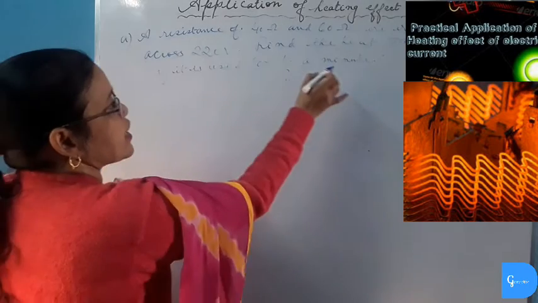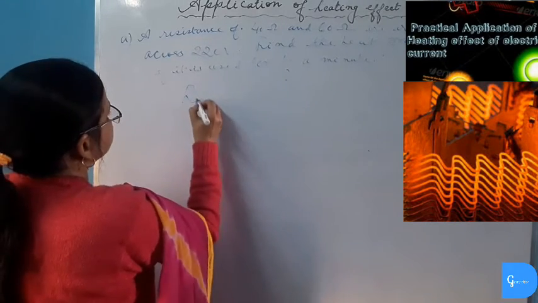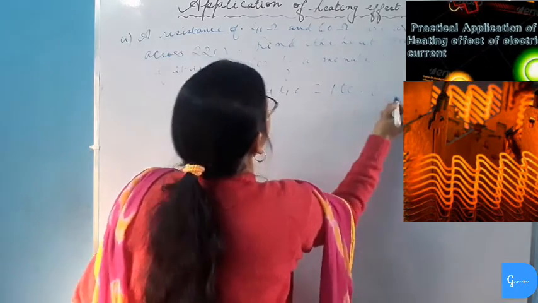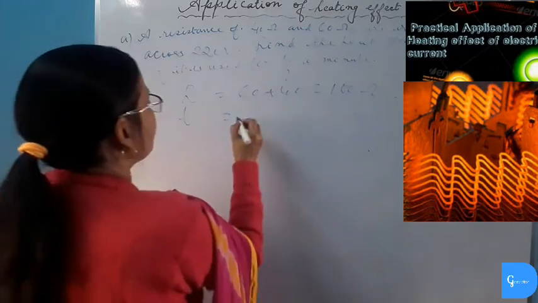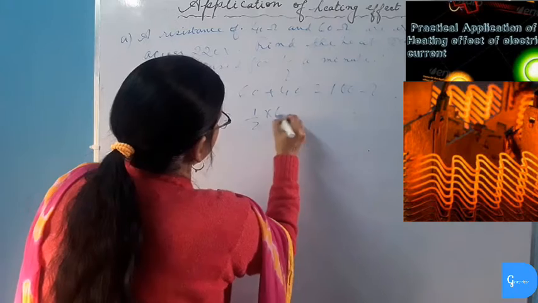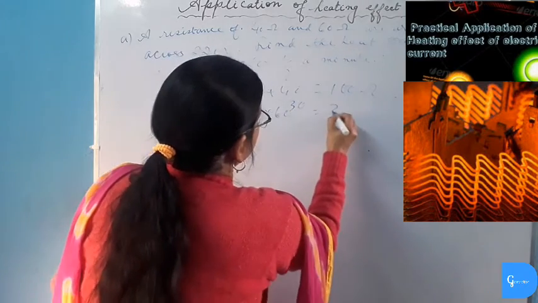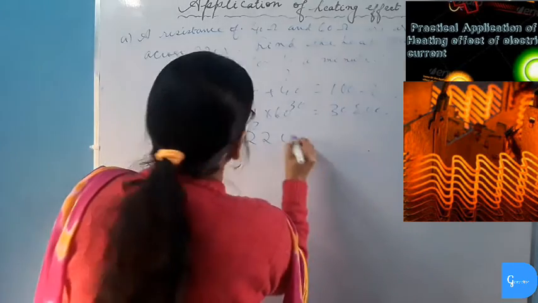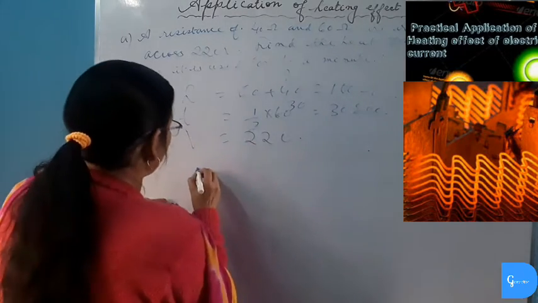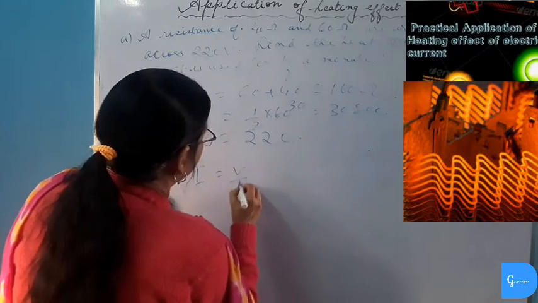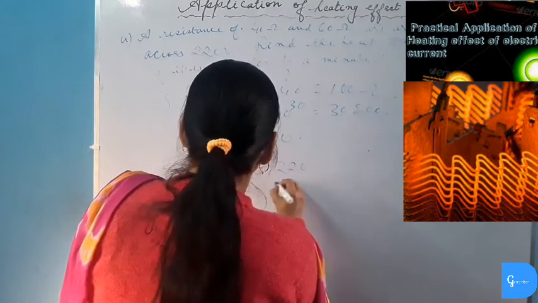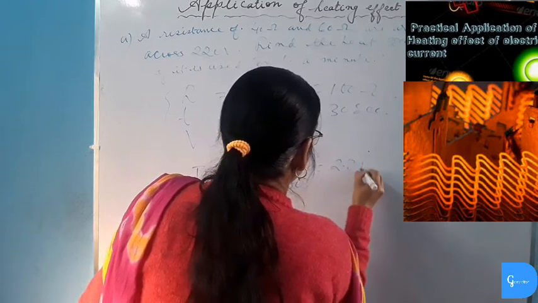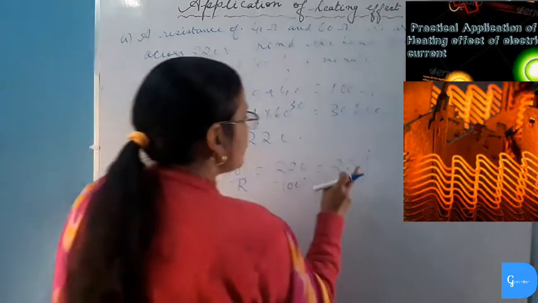Here the resistances are connected in series, so the combined resistance will be 60 plus 40 is equal to 100 ohm, and time is here given half a minute, means half into 60 is equal to 30 seconds, and voltage is given 220 volt. First of all, we have to find current from Ohm's law. I is equal to V by R. V is equal to 220 and R is equal to 100 ohm. So 2.2 ampere. Here current is 2.2 ampere.